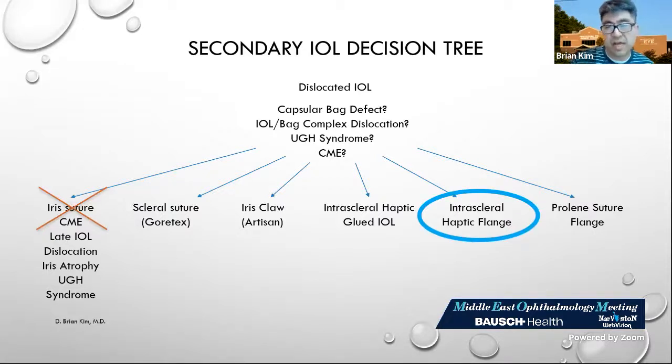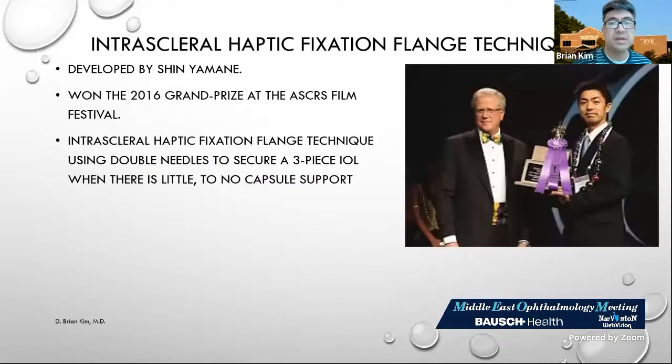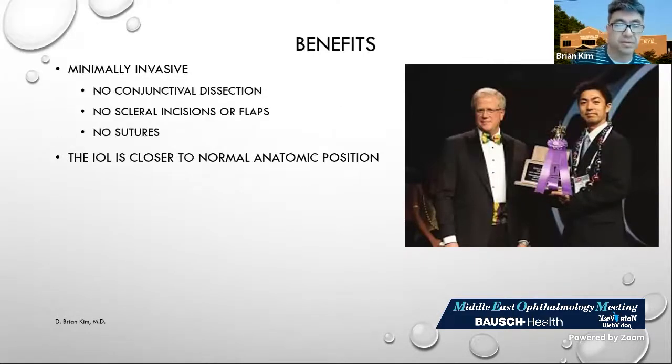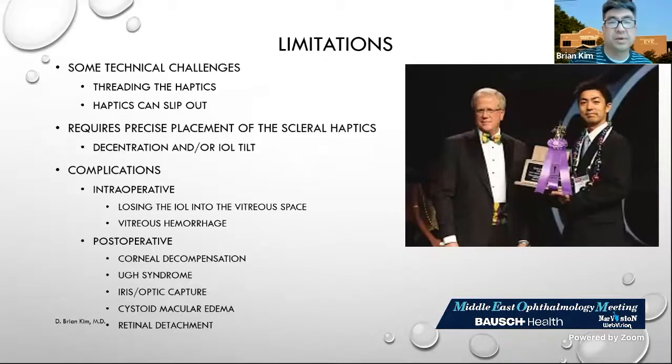And that's the intrascleral haptic flange technique. And so, as most of you may be aware, it was developed by Dr. Shin Yamane, and he won the 2016 grand prize at the ASCRS Film Festival. And it's an intrascleral haptic fixation flange technique using double needles to secure a three-piece lens when there's little to no capsule support. And the reason why it's nice is there's no conjunctival dissection, flaps, or sutures, and you're able to, as long as you do the technique correctly, put it in a closer normal anatomic position.